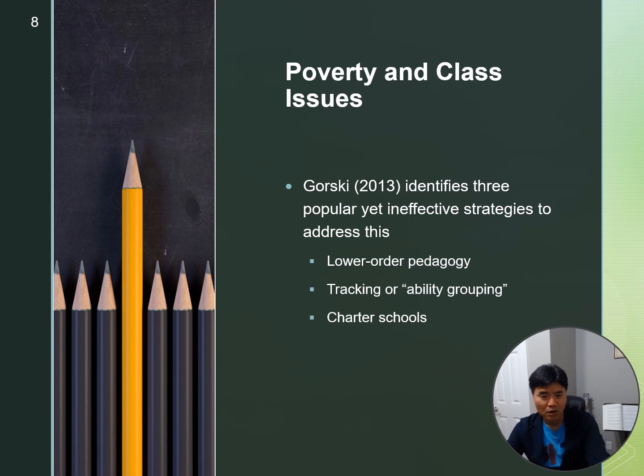Tracking or ability grouping: Gorski cites several examples from the research describing how this practice actually lowers achievement. Opening charter schools: Gorski is particularly harsh in his criticism of charter schools, citing data that show how they draw valuable resources from state and district funding to create highly segregated schools, depriving needy students of equal and adequate resources. So that's the issue he brought up.